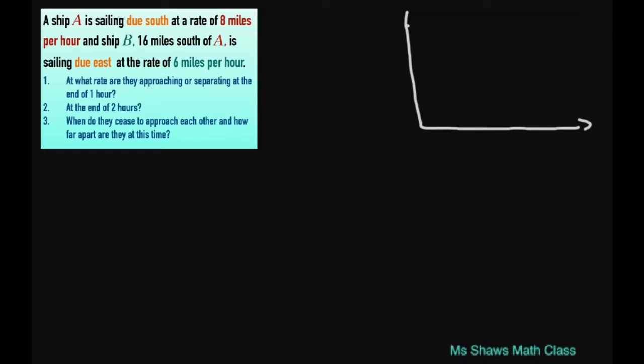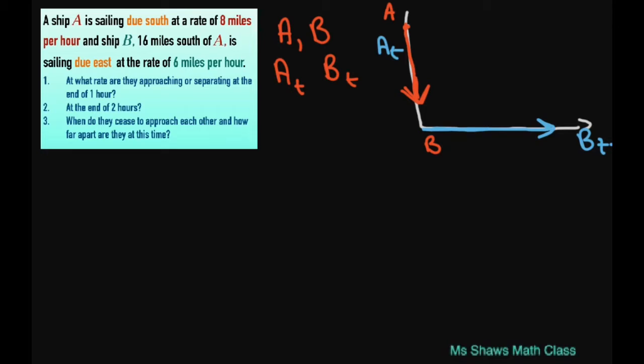All right, so let's just set up the whole problem. Let's draw a little picture. Let A and B be the initial positions of these ships, and A sub t and B sub t be their positions t hours later. So this is your A going due south, and this is your B going this way. This is your B of t after t hours, and this one is your A sub t going down this way.